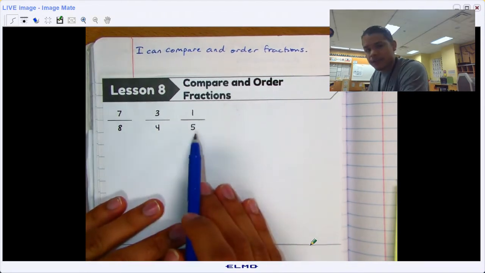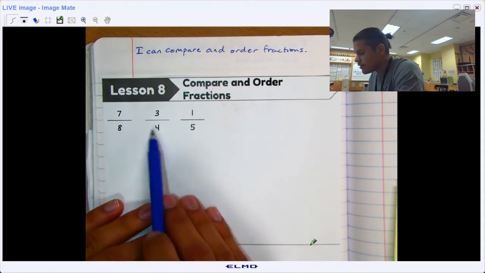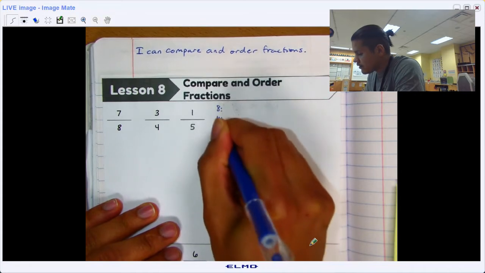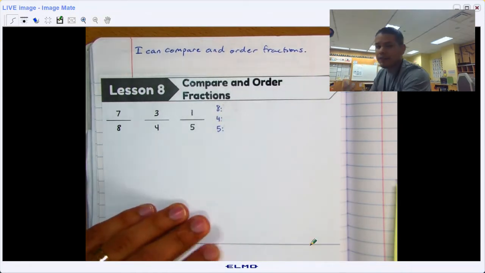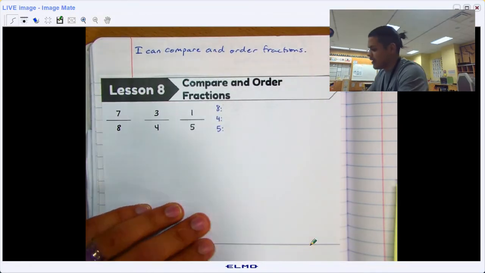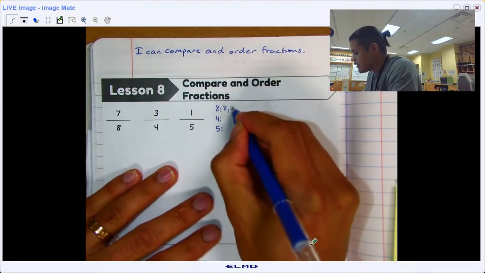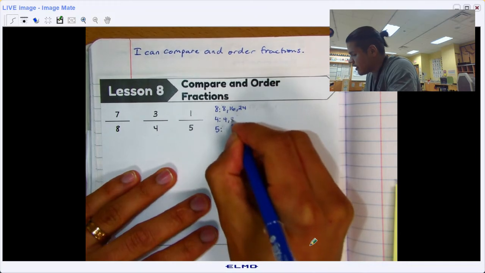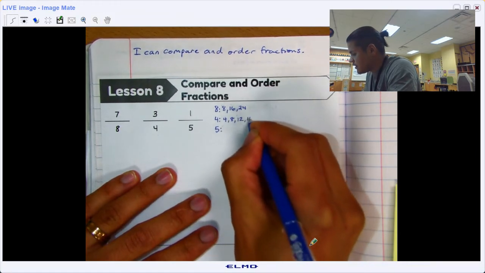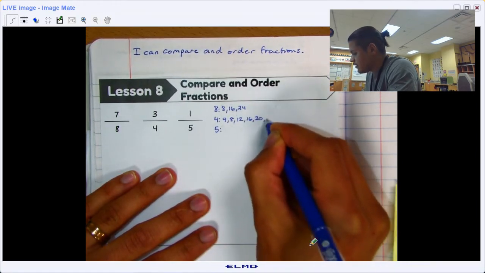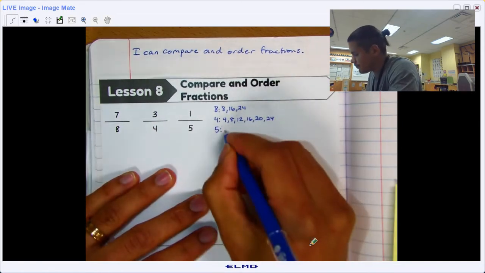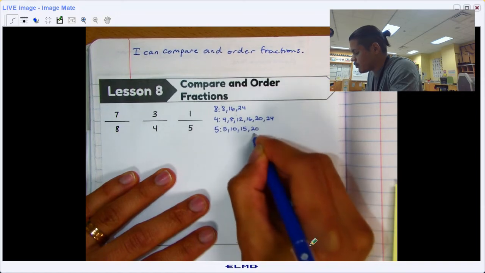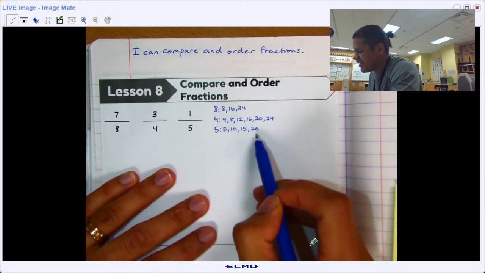In order to find common denominators from the previous lesson, you have to use the denominators. So I have an 8 in the denominator, a 4 in the denominator, and a 5 in the denominator. I have to find a common multiple of my denominators. So 8, 16, 24. Let's just stop right there. 4, 8, 12, 16, 20, 24. Let's stop right there just for a moment. 5, 10, 15, 20. 20 is a common multiple of 4 and 5, but not of 8.